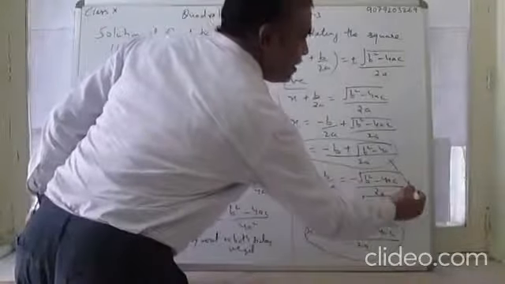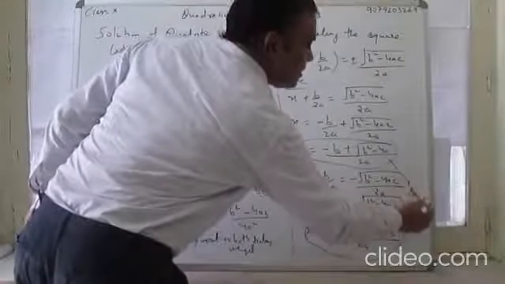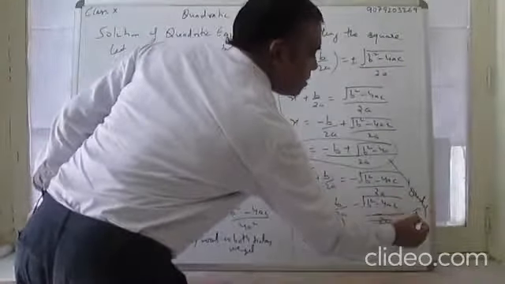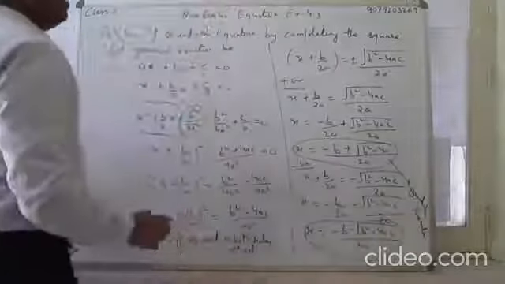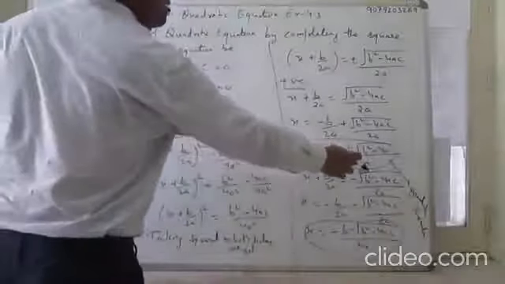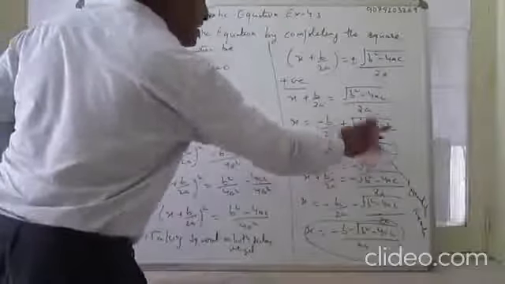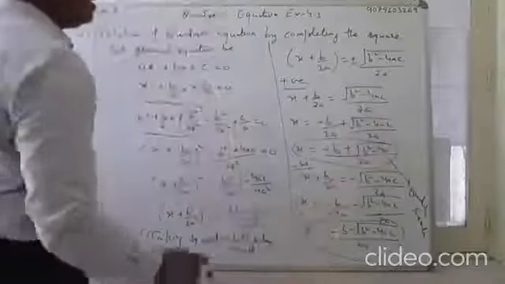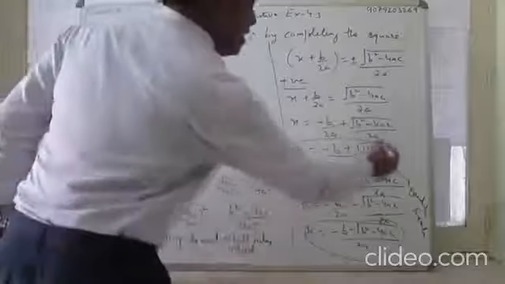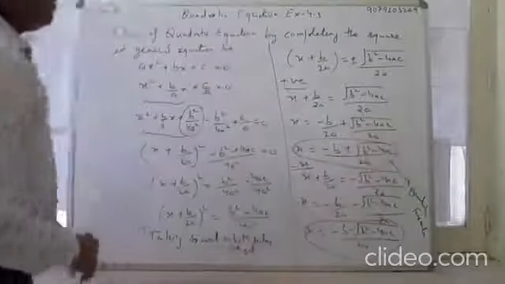What will you call this? Quadratic formula, where a is coefficient of x square, b is coefficient of x, and c is constant term: x equals minus b plus minus under root b square minus 4ac upon 2a.